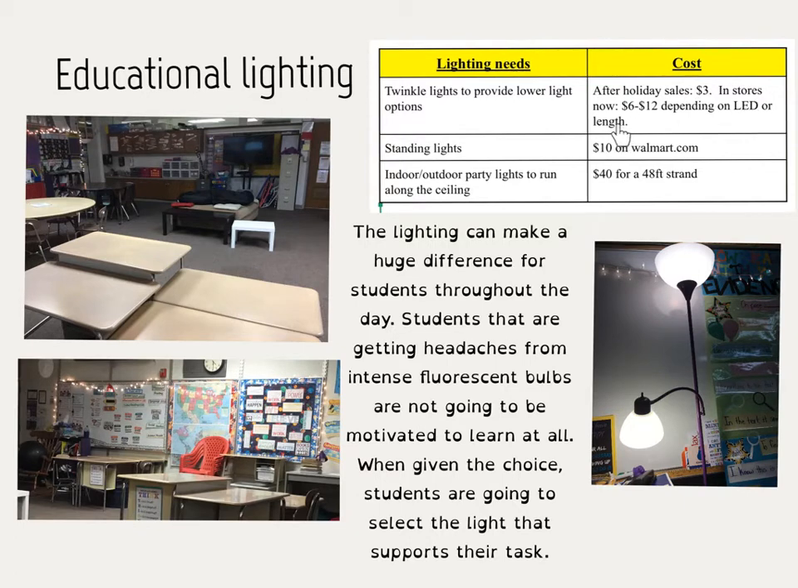The other type of light would be the stand light that would easily fit into classroom settings. So this stand light is only $10 at walmart.com. The last lighting option that could potentially improve the motivation in the classroom would be the indoor-outdoor party lights. These can run along the ceiling. These are about $40 for a 48-foot strand, but they can provide that extra light that is needed that is not that harsh fluorescent light that could cause headaches or could hurt the academic motivation for students.